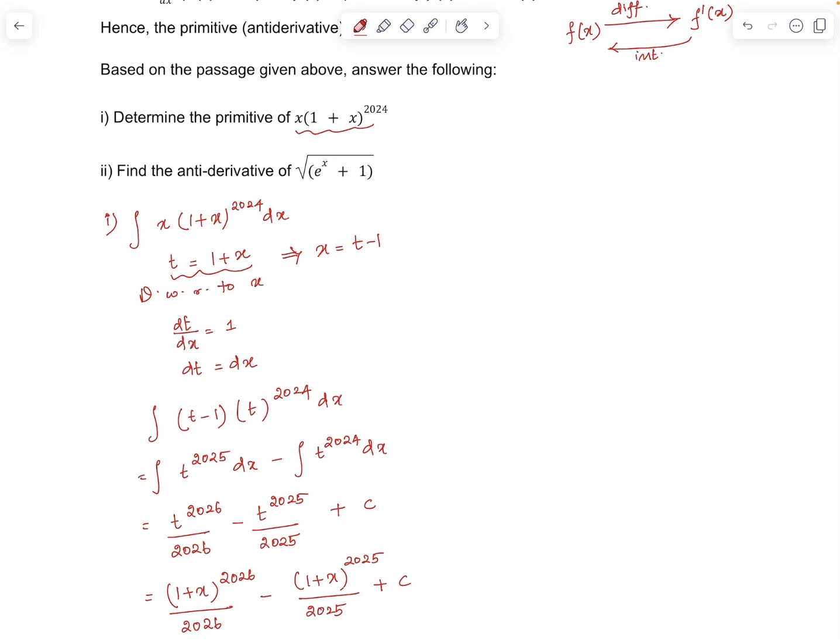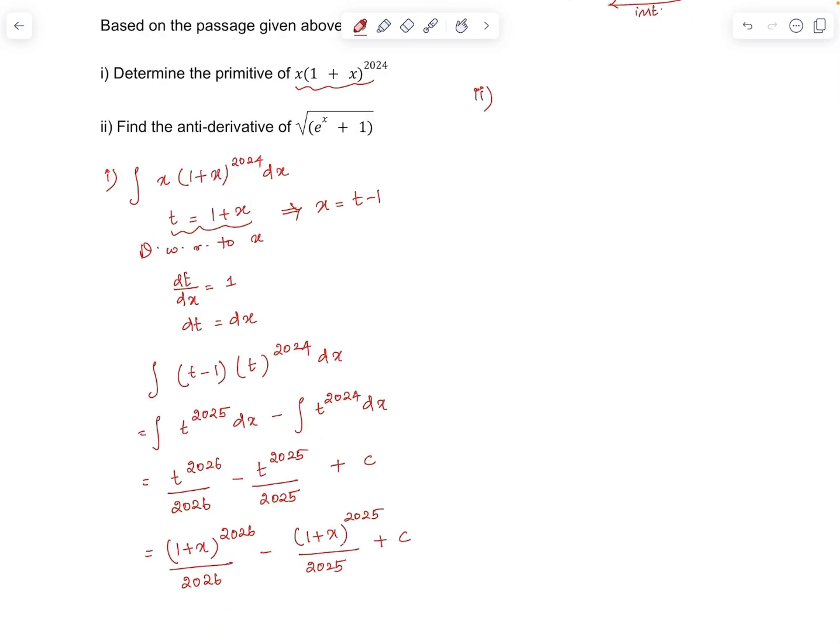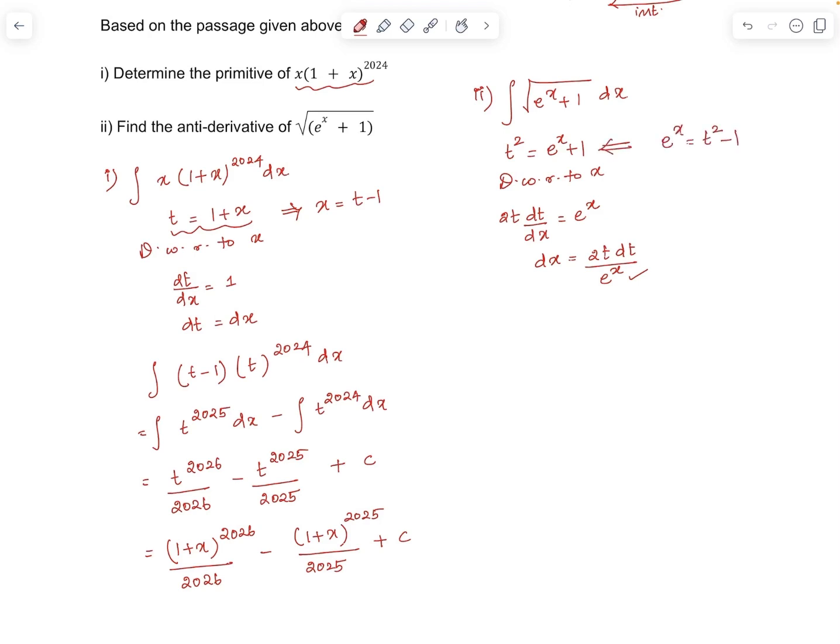Question 2. Find the antiderivative of root of e power x plus 1. So here also we have to integrate the given expression to get the primitive. Let's take t square as e power x plus 1. Differentiating with respect to x, we get 2t dt by dx is equal to e power x. From here we get dx as 2t dt by e power x. Going back to our assumption, e power x is equal to t square minus 1.